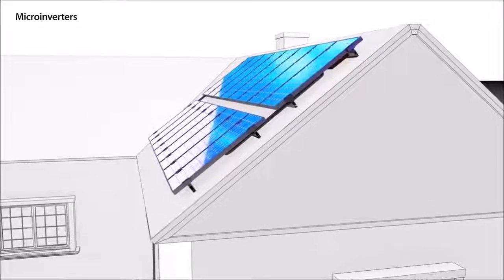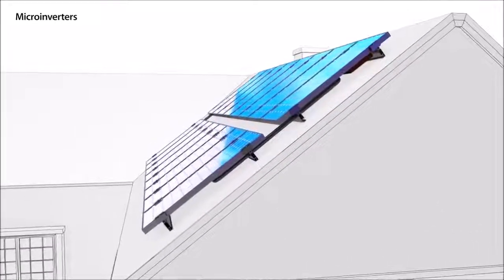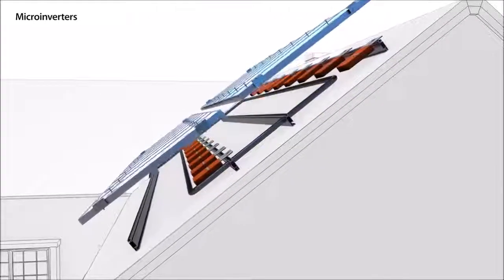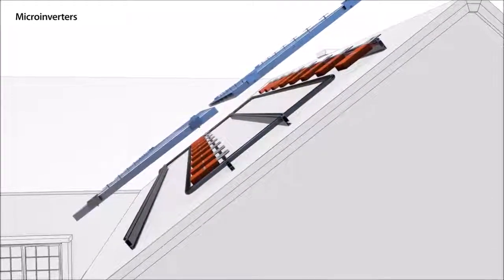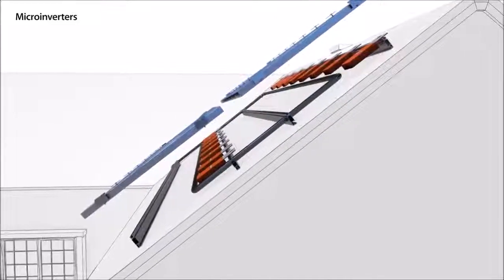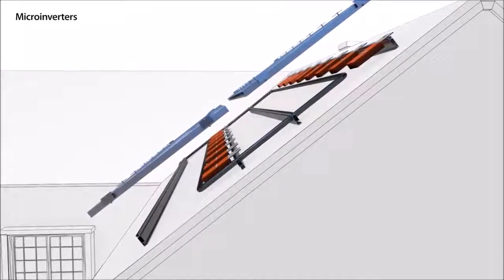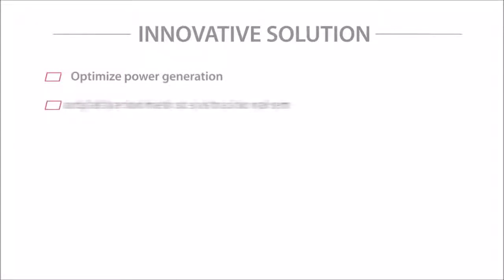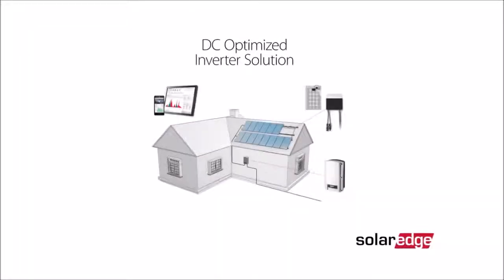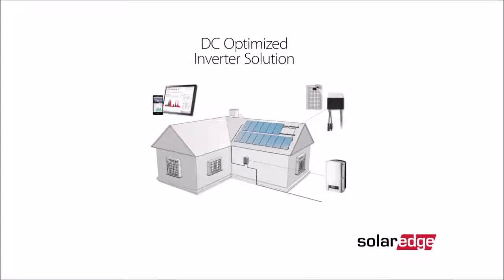This topology requires each panel to have its own microinverter with full inverter functionality. Therefore, it has significantly higher upfront costs relative to traditional inverter topology. When we started to develop the SolarEdge solution, we defined three goals: to optimize power generation of each panel individually, to use the same installation methods and components used to install traditional inverter systems, and to compete with the cost of such systems. Eventually, we developed a topology that meets all of these goals.